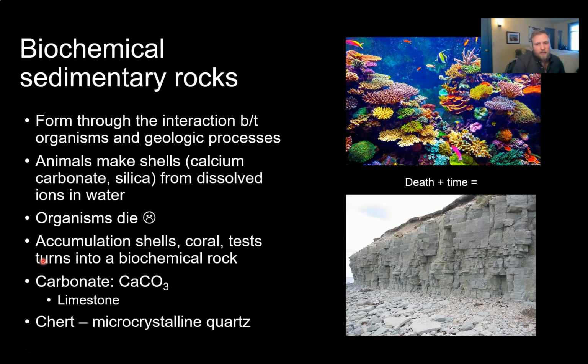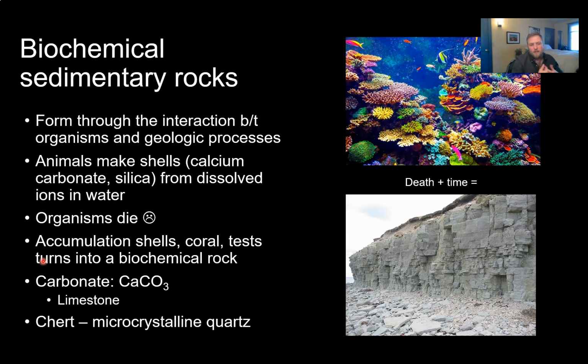So biochemical sedimentary rocks are those that form through the interaction between organisms and geologic processes. Okay? So the easiest way you can think about this is that animals make shells, right? So like clams, right? They make a calcium carbonate shell. And that shell they developed because they are pulling out dissolved ions from seawater and making a shell for them to grow in. You also have organisms like diatoms, which draw on dissolved silica in seawater to make their protective casing for them to live.